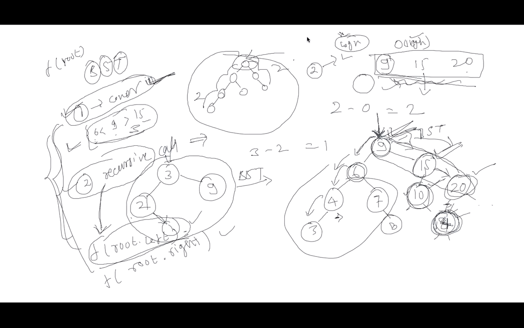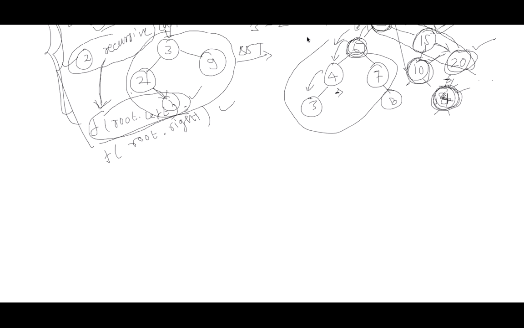Can we include everything here itself? Why are we checking this one? Can we do this here itself? Why are we checking with this 6 and 15? When we are checking for 9, we should check with their parents. We don't have any parents here, but if we were here, we should check with the value of the parent. So we don't need to keep this whole list.